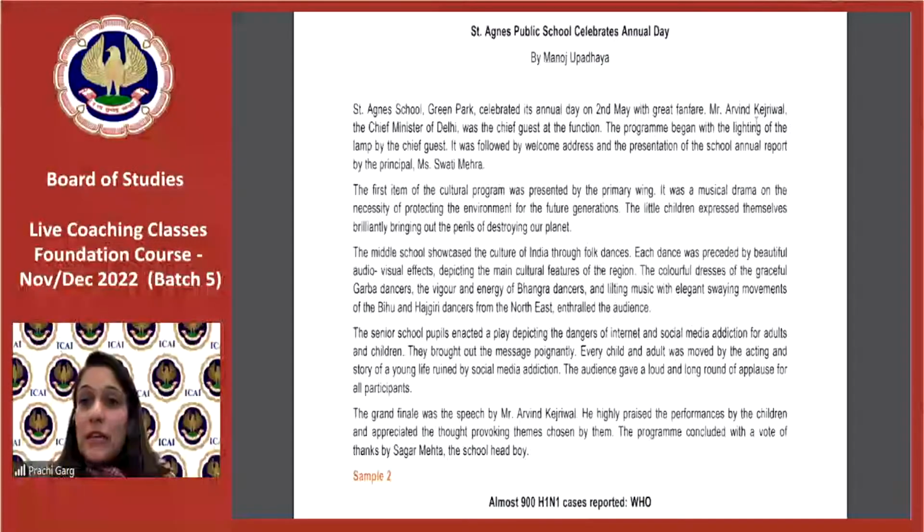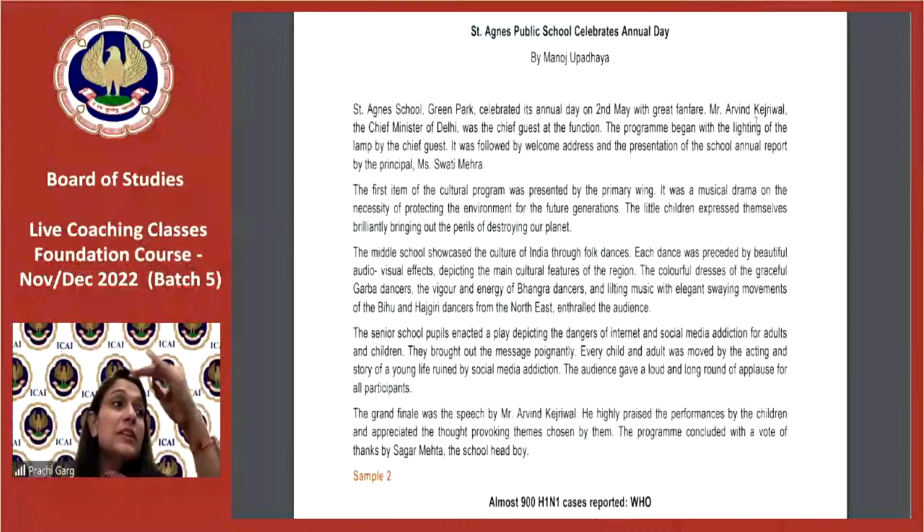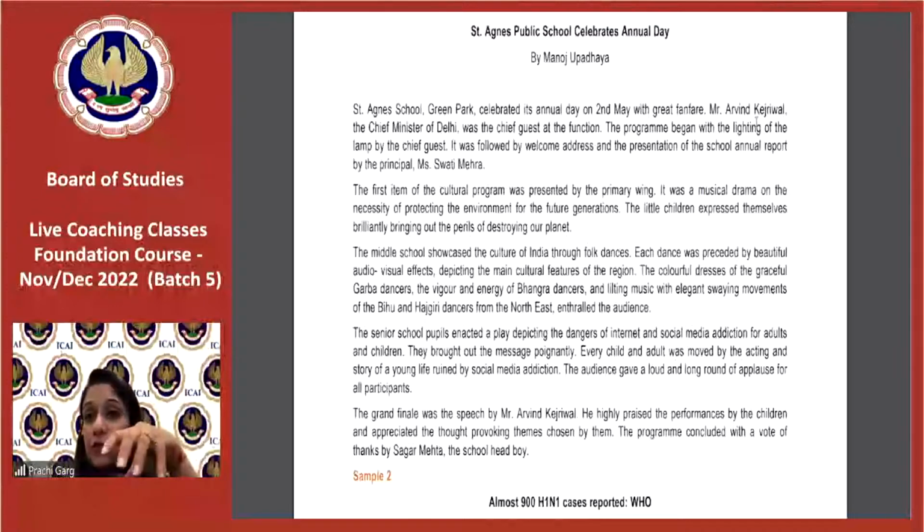Now, in the next paragraph, we talk about the function, what was the first performance, right? One line about what it was, and another line about how the children expressed themselves. So one complete paragraph is about one item. Then comes the middle school. What did the primary kids do? What did the middle school do? And what did the senior school do? This is how three paragraphs are divided.